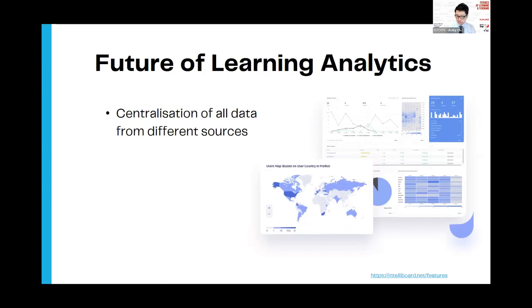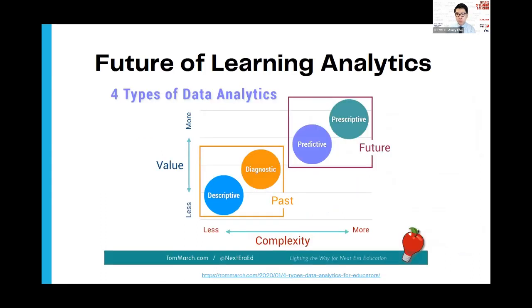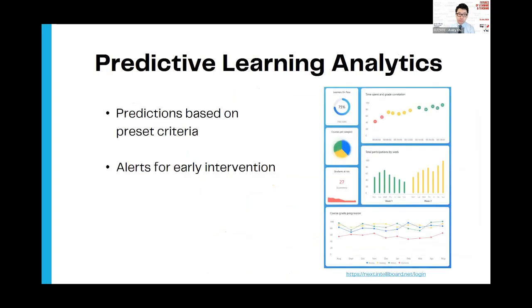And apart from that, I think in the future, predictive and prescriptive learning analytics will help us to predict our students' behavior and, in particular, give recommendations to us. First of all, for the predictive analysis, it's quite self-explanatory: predictions can be generated by the system and the software based on some preset criteria, so that auto alerts can be generated and sent to teachers or maybe to students for early intervention. I think it really helps us to forecast their future behavior based on the existing data.